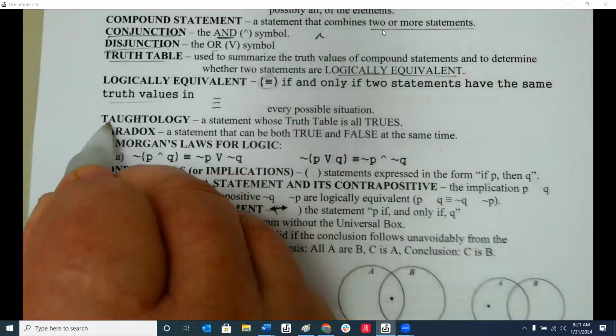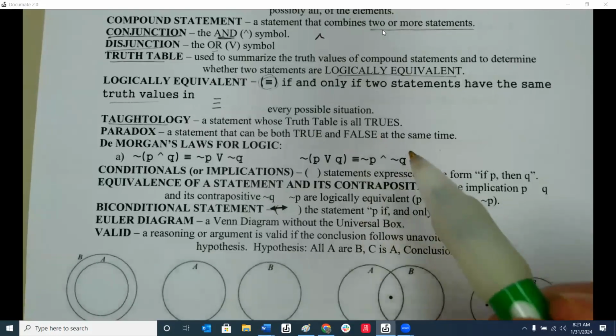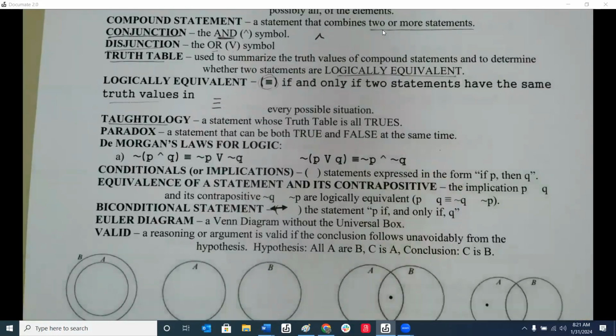A tautology. A tautology is when all truth statements are true. All statements of a set, the values of all statements are true. Even if you have a compound statement, it's a tautology if the final outcomes are all true.